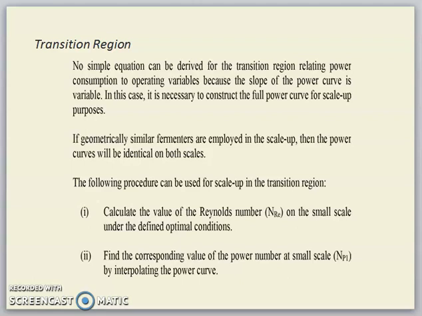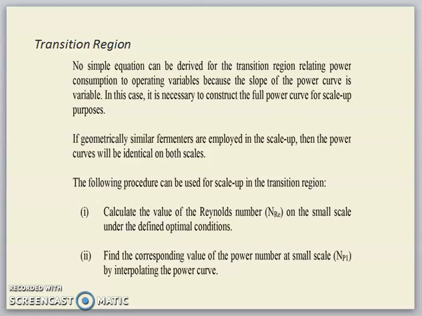Transition region. No simple equation can be derived for the transition region relating power consumption to operating variables because the slope of the power curve is variable. In this case, it is necessary to construct the full power curve for scale up purposes. If geometrically similar fermenters are employed in the scaling up, then the power curve will be identical on both scales. The following procedure can be used for scale up in the transition region.